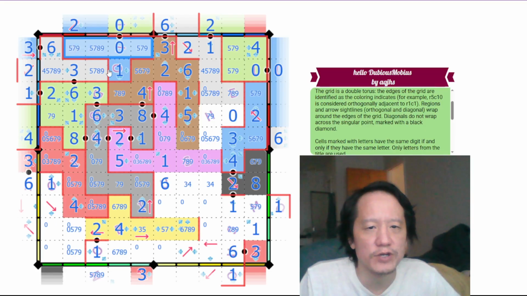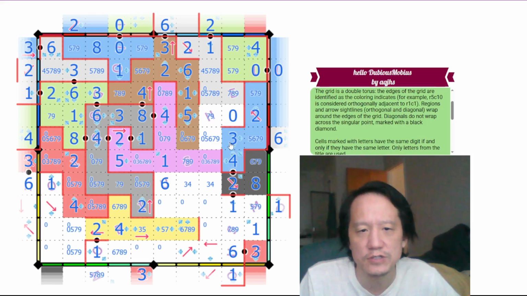In the blue region, we have a 5, 7, 9 triplet, which eliminates 5, 7, 9 in the rest of the blue region. So this can't be 5, 7, or 9. It has to be 8. I think the blue region is all done, right? 1, 2, 3, 4, 5, 6, 7, 8, 9, 10. Yes, the blue region's all done. This has to be a 6.